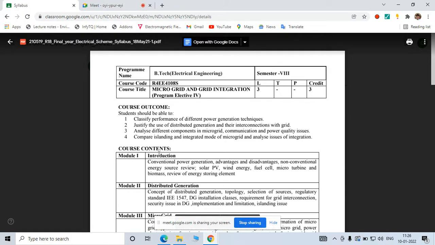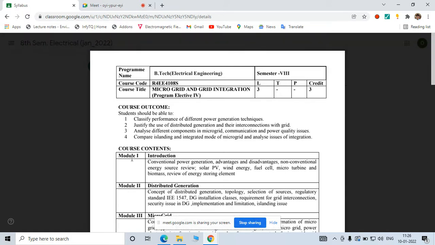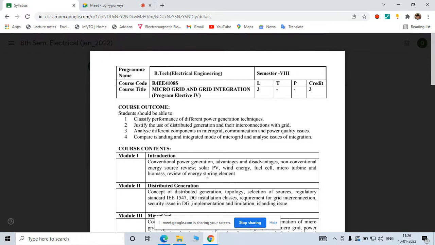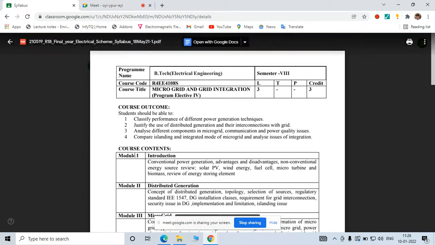Now we will start from your module 1. Module 1 is introduction. In this, different types of conventional and non-conventional energy sources are given. We will cover them one by one with a small introductory part, and we will cover all these elements from module 1.